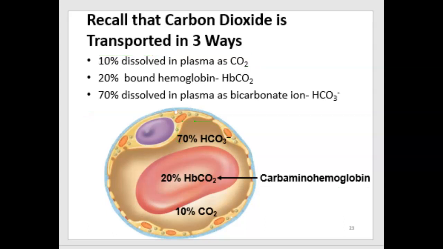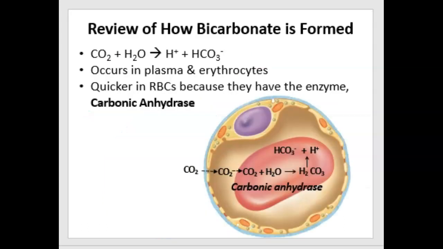So let's review one more time. You're going to get sick of seeing this. How bicarbonate is formed. I think you get the idea that this is an important reaction, right? Carbon dioxide combines with water to form carbonic acid. Carbonic acid is H2CO3. That dissociates into hydrogen ions, and there's the bicarbonate, HCO3.